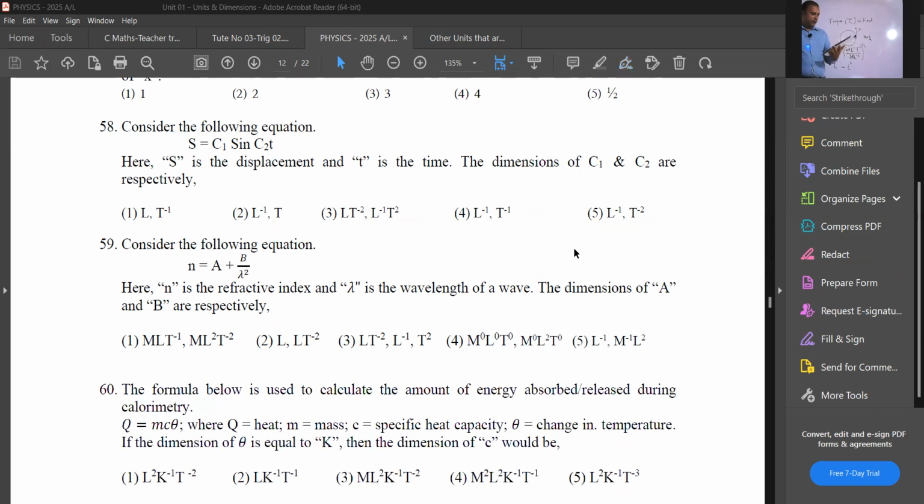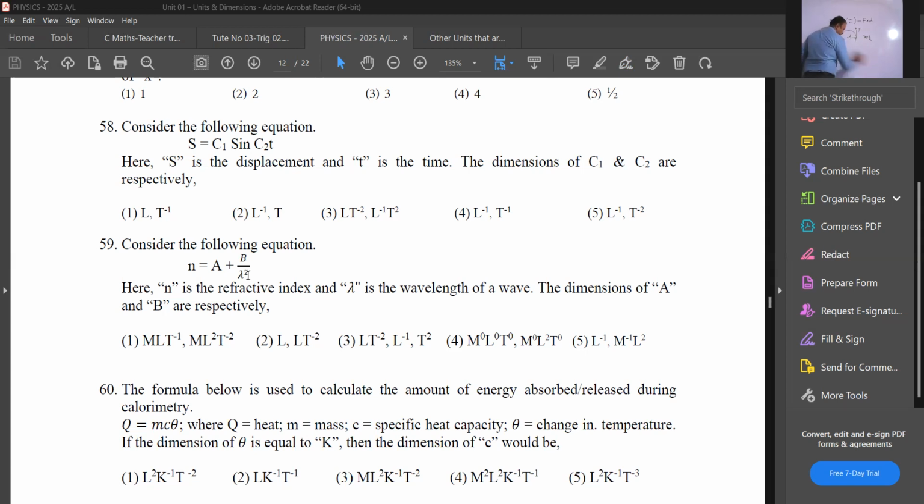Let's go for the 59th question. Consider the following equation. N is equal to A plus B over lambda squared. Here N is the refractive index, lambda is the wavelength of a wave. The dimensions of A and B are, respectively, what? What is the answer? You can use the elimination method or the rejecting answer method to get the answer at once.